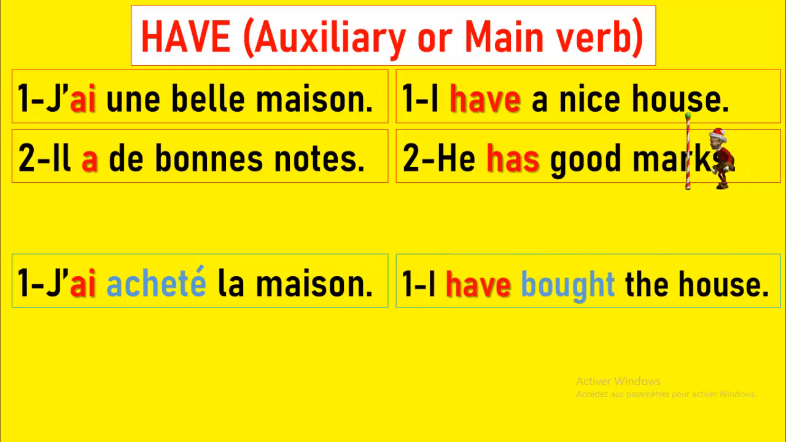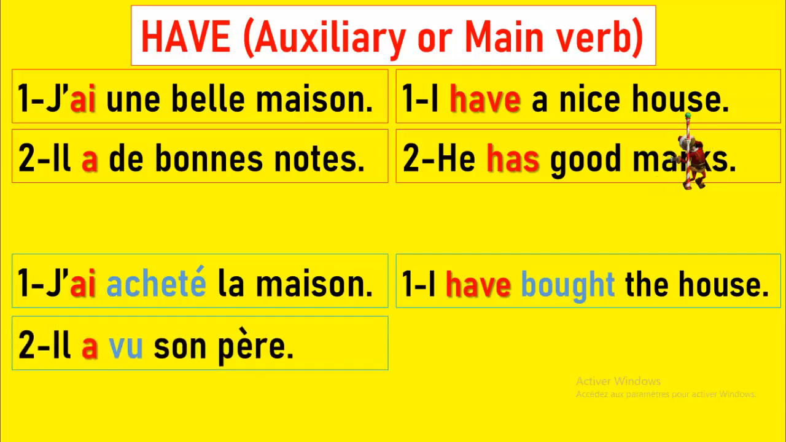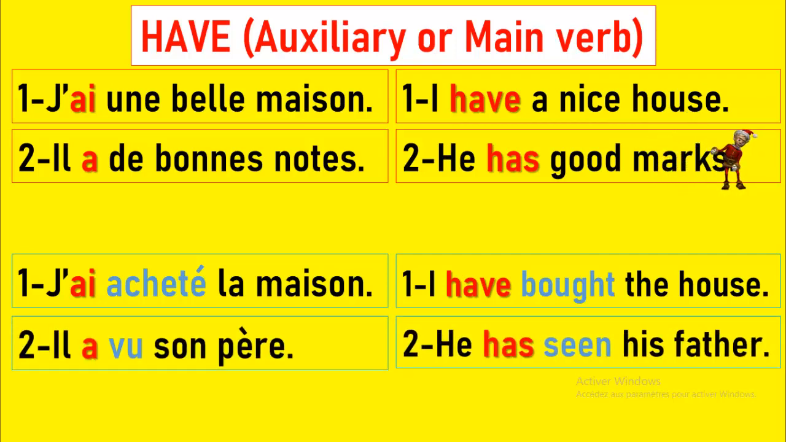I have bought the house. In English. Il a vu son père. In English, he has seen his father. Now, here up, j'ai une belle maison. Is it auxiliary or verb?